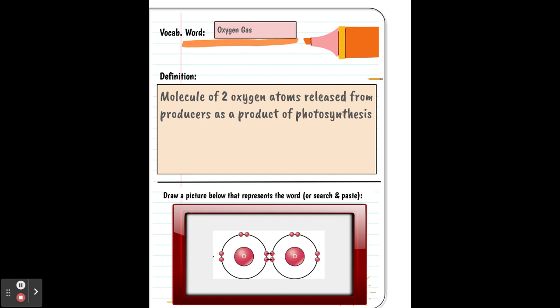Oxygen gas is a molecule of 2 oxygen atoms released from producers as a product of photosynthesis. It's one of the products of photosynthesis. So plants take in carbon dioxide, and 2 things they give off are oxygen gas and ESMs. Molecule of 2 oxygen atoms released from producers as a product of photosynthesis.